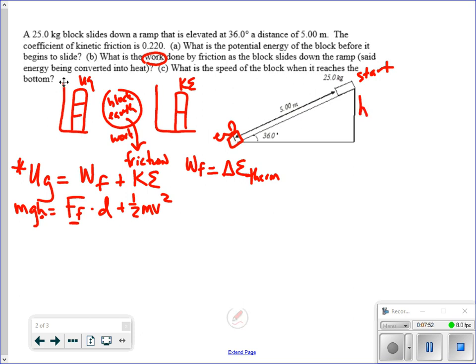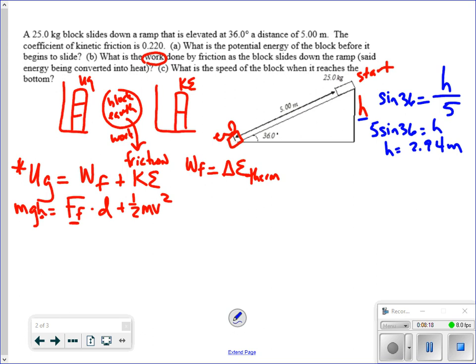Let me change colors too. So if we go to figure out the height, if I know that the hypotenuse is 5 and my angle is 36, right, this is the opposite side. So sine 36 equals the height over 5. So 5 sine 36 equals the height. Make sure you're in degrees, not radians. And so 5 sine 36 is 2.94 meters. Okay. I'm going to write it over here because I'm going to need that a little bit later. All right, so I got this one taken care of.